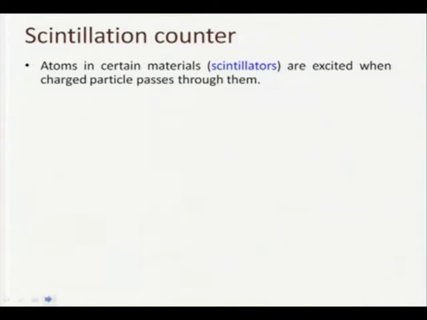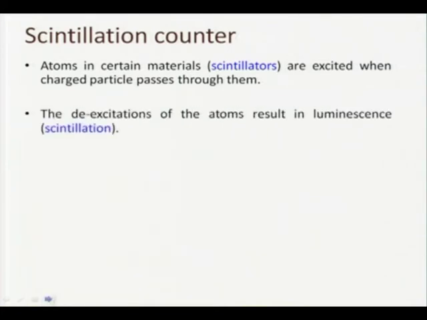When charged particles pass through certain materials, atoms of these materials are excited. These materials are called scintillators, and when these excited atoms de-excite, there will be luminescence. It will emit electromagnetic radiation, basically in the visible range. This luminescence is called scintillation.